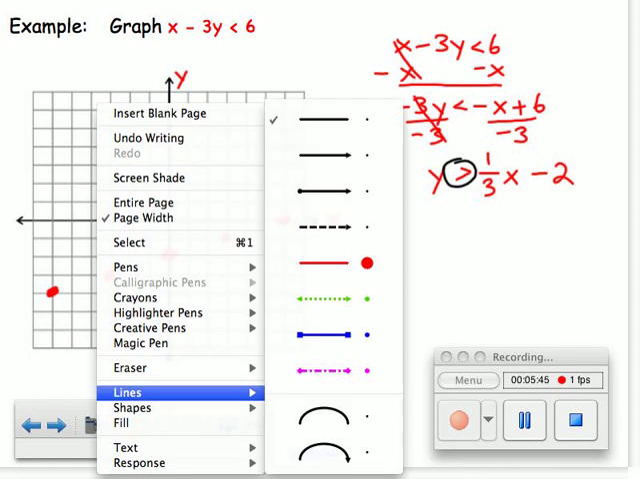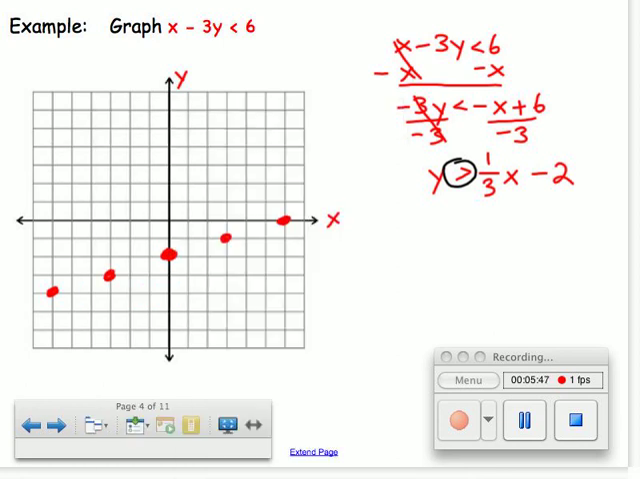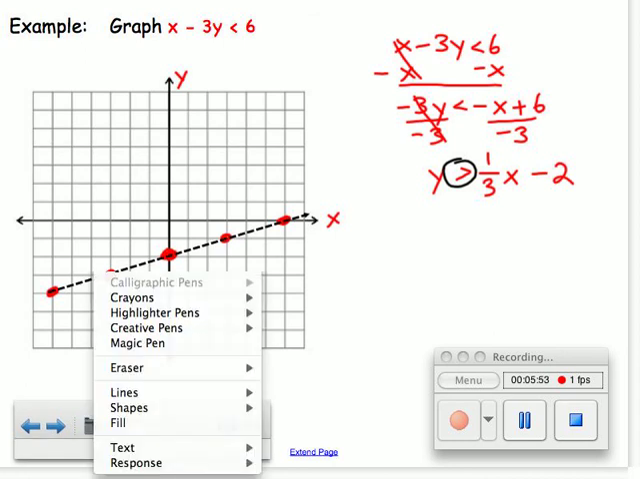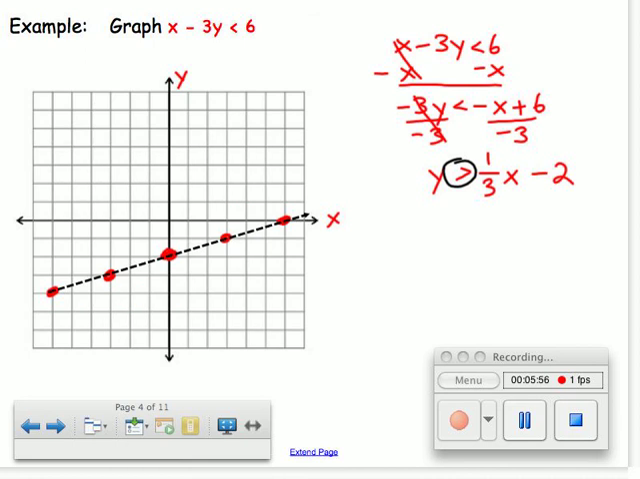which I'll show you here. Instead of using a solid line, you use a dotted line when it's greater than or if it's less than. As usual, make sure you have arrows on both ends, and you label the inequality with its normal inequality. X minus 3y is less than 6. So that's one thing to consider.